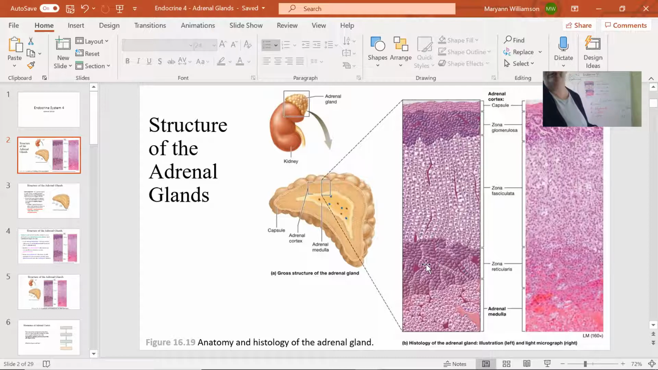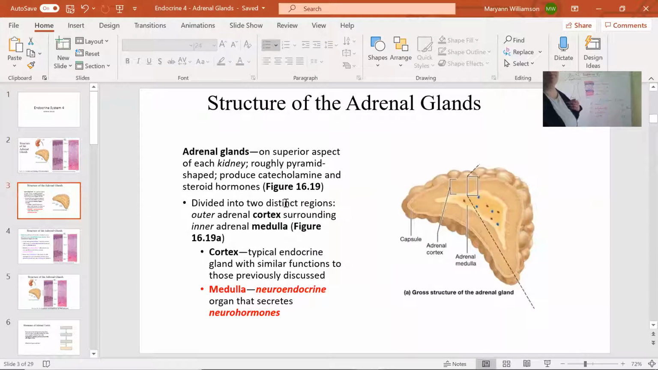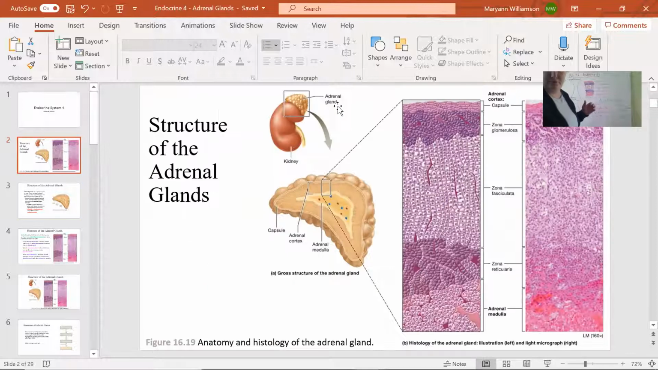And then zona reticularis. And after that, you have the adrenal medulla, which is a neuroendocrine part of the organ. We just said that neuroendocrine function there. Now, you want to be careful because you have the capsule up here, and here's the cortex, two different areas: capsule, cortex, medulla. I imagine that would be more of a lab question than lecture, but I'm sure you'll see it somewhere either way.